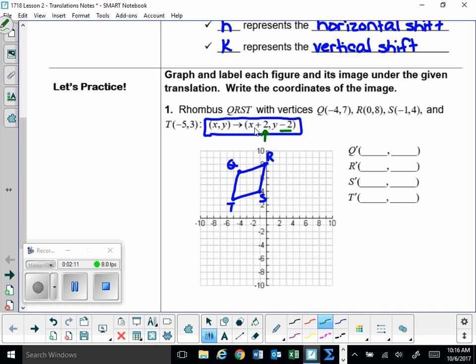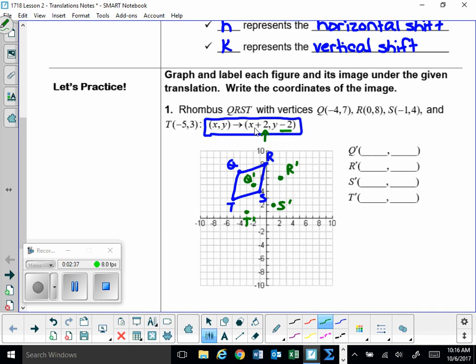So let's start with R. I'm going to go to the right 2 and then down 2 to find R prime. Let's go to Q. Right 2, down 2, Q prime. S, right 2, down 2, S prime, and T, right 2, down 2, T prime.